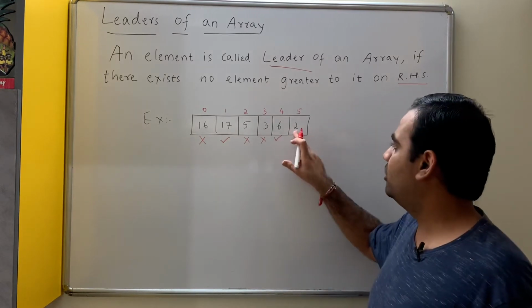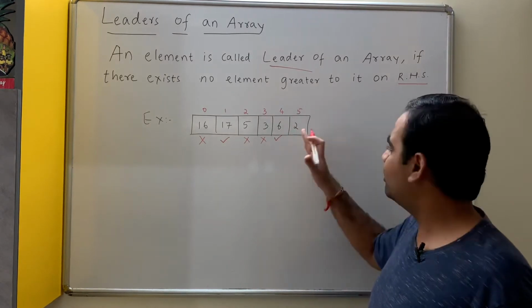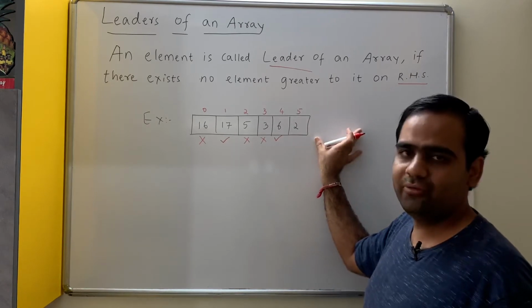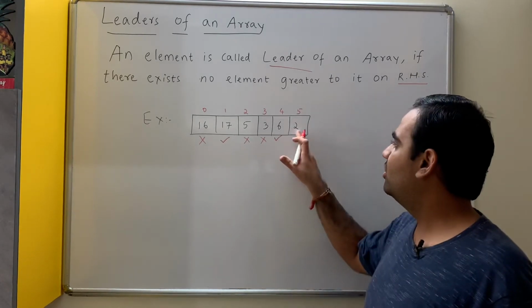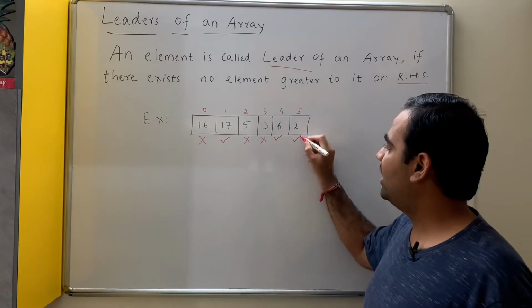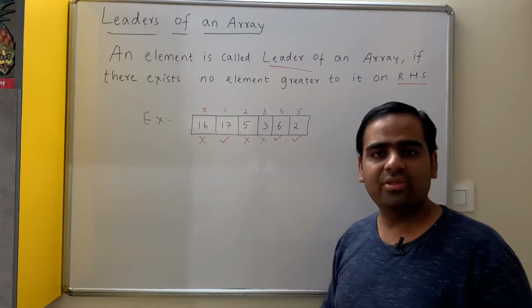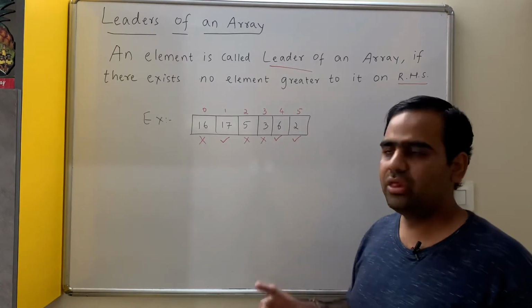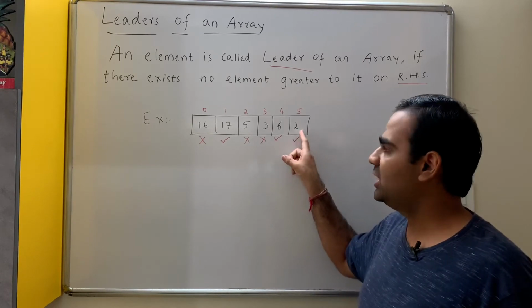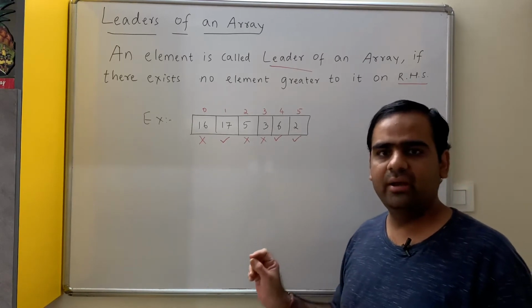Now let us take 2. There is no element greater. There is no element on the RHS of 2. That means there is no element greater than 2 on the RHS subarray. Therefore we consider 2 as the leader of the array. We notice one thing, that the rightmost element is always the leader of an array.